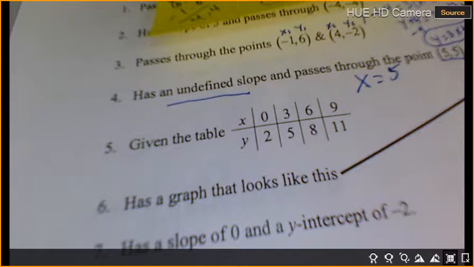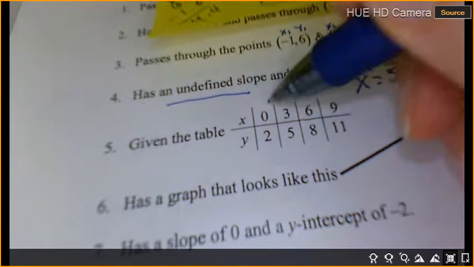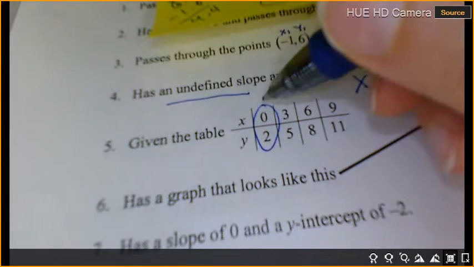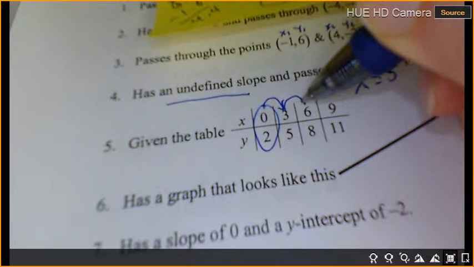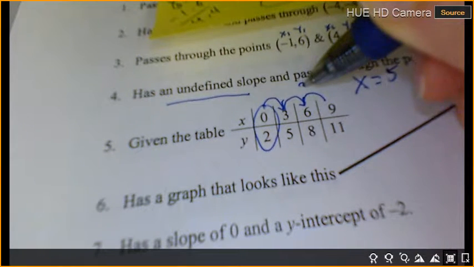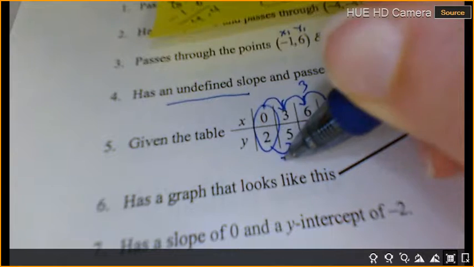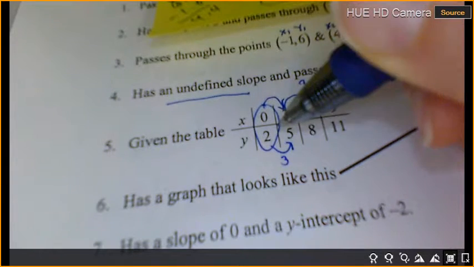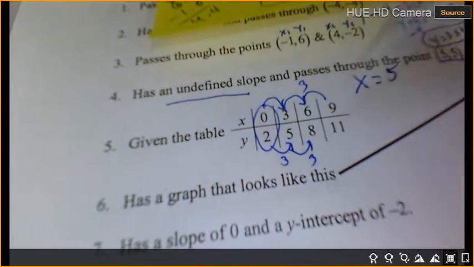Number 5. What's my y-intercept for number 5? Go where x equals 0, and it's 2. Okay. These are going up by how much? Wait, 2. You tripped me up because you made me think I was wrong.